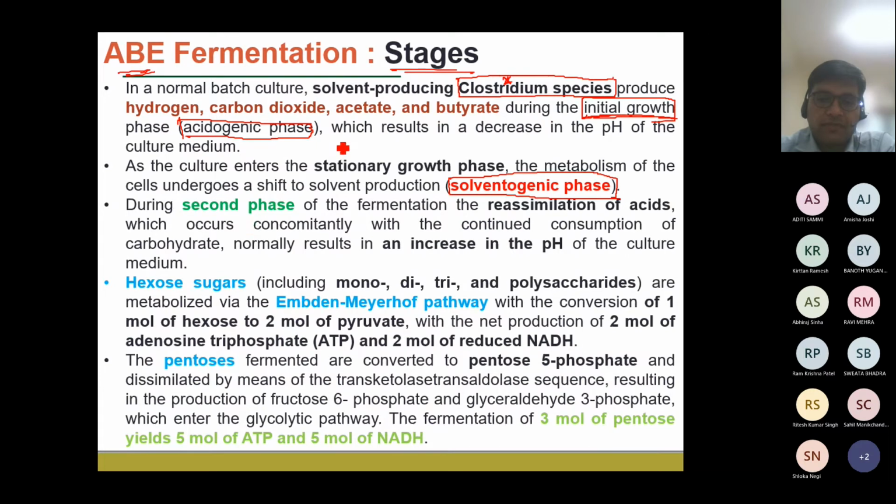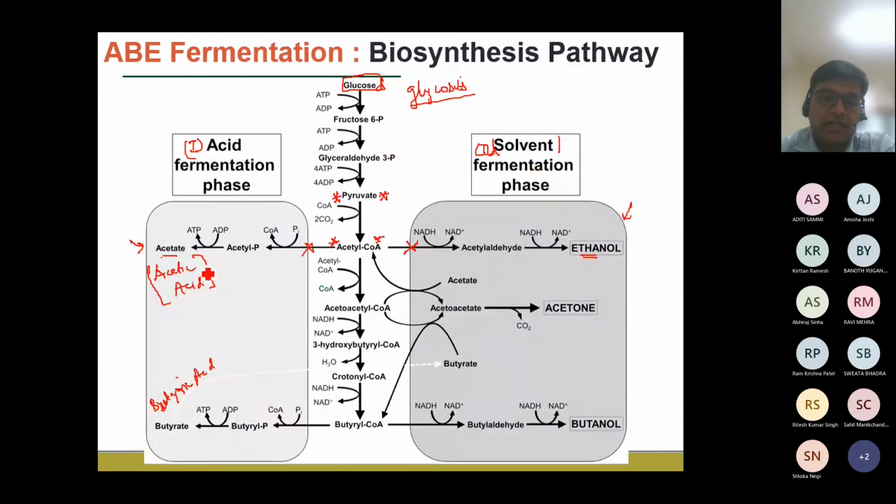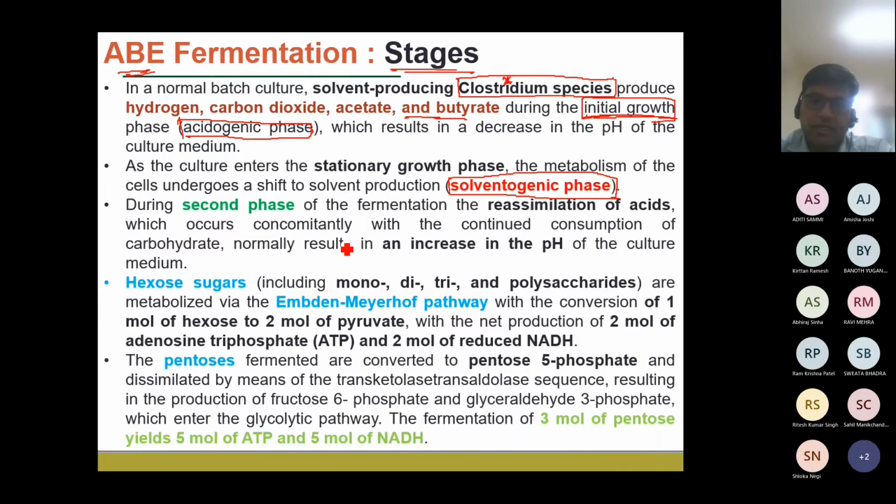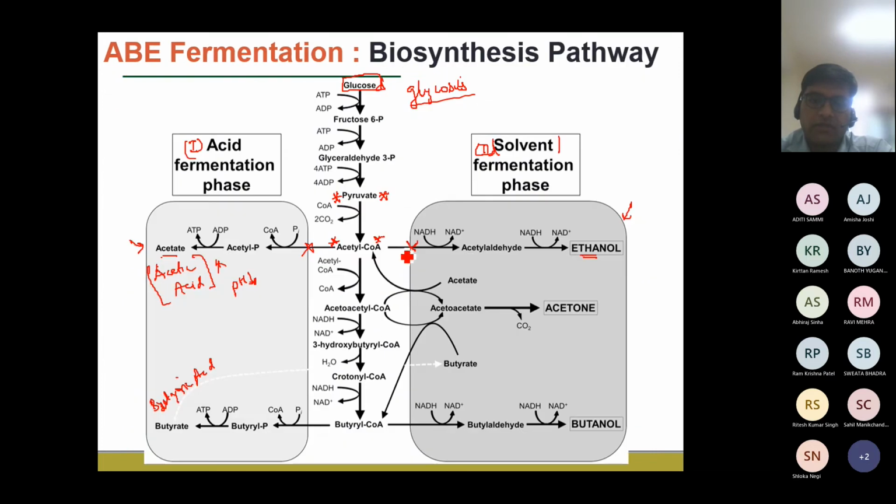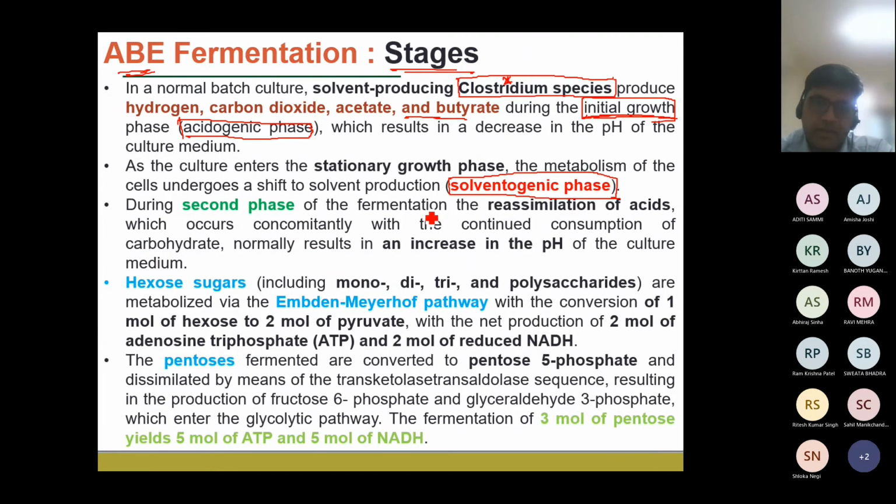These are the products that are formed during the initial growth. And what is going to happen if the concentration of acetate or butyric acid increases? Generally the pH will decrease, and this is going to affect the growth of the microorganisms, and it is going to affect the production of the other solvents. So you can say that acetic acid and butyric acid are growth associated products.